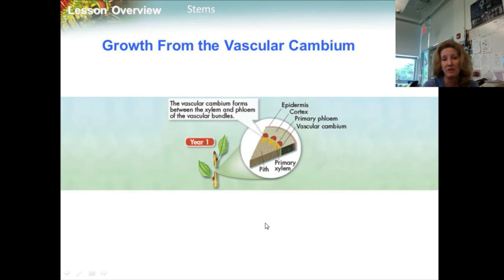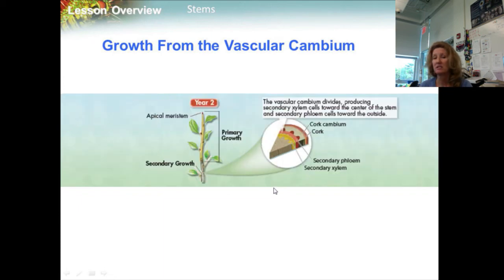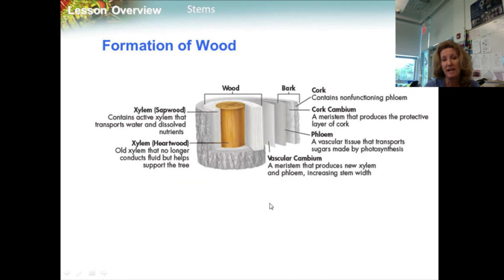Once secondary growth begins, the vascular cambium appears as a thin, cylindrical layer of cells between the xylem and the phloem of each vascular bundle. Divisions in the vascular cambium give rise to new layers of xylem and phloem. Each year, the cambium continues to produce new layers of vascular tissue, causing the stem to become thicker and thicker. Most of what is called wood is actually layers of secondary xylem produced by the vascular cambium.